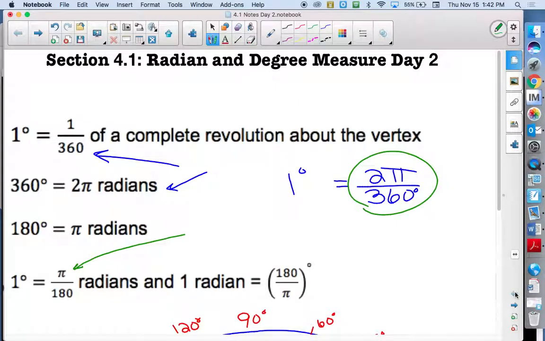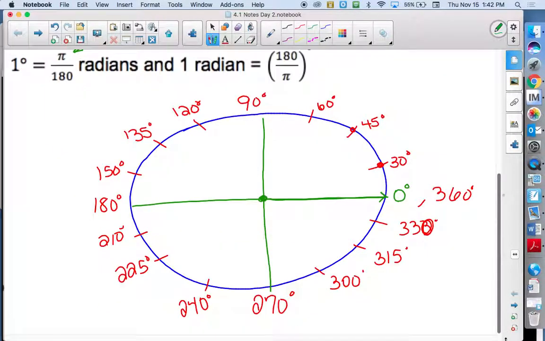So in the circle, tomorrow we'll start saying, all right, well these guys are equivalent. 3 pi over 4 is 135 degrees. And I'll show you a way to also kind of memorize all those values too. There's a whole bunch of little tricks in it.